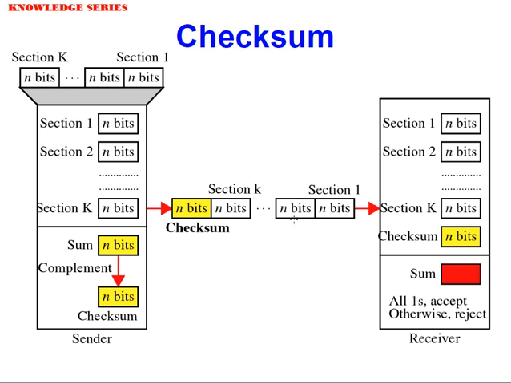At the receiver side, when you receive the bits, you do it in a similar way. You add all the bits using ones complement, and after that you get the final sum. In this sum you add the checksum. When you get the total sum after adding the checksum and take its complement, you will find that it shows 0000.